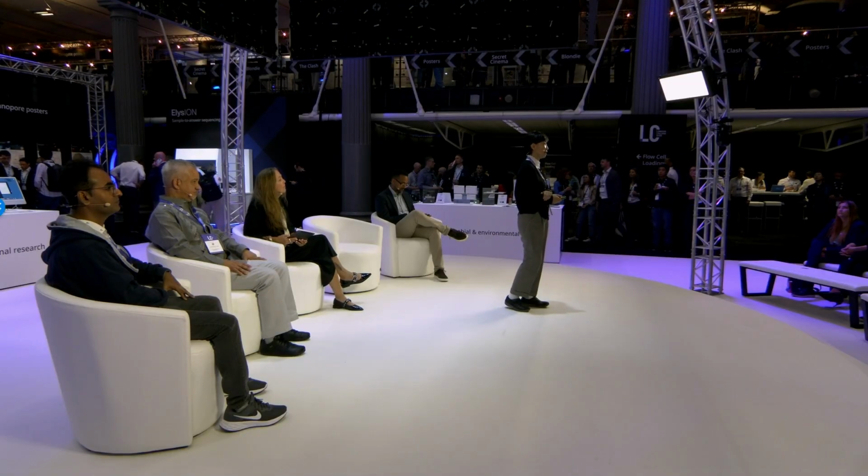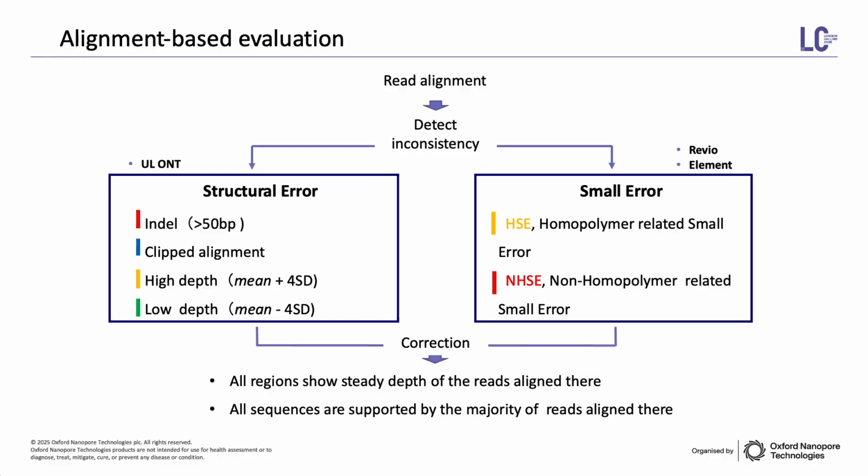To address this, we developed an alignment-based evaluation where we simply define the assembly error as the inconsistency between the assembly and the reads aligned to it. Using data from multiple platforms, we can identify both structural errors and base-level small errors. And the key indicators include large indels, clipped alignments, and abnormal read depths. And the small errors can be further classified into homopolymer-related and non-homopolymer-related small errors.